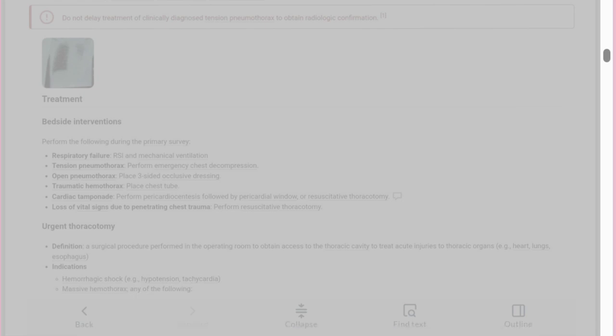Indications: hemorrhagic shock, for example hypotension, tachycardia, or massive hemothorax, any of the following: hemorrhagic shock, for example need for multiple blood transfusions; chest tube output of 1500 mL immediately upon placement; chest tube output of 200 mL/hour for 2 to 4 hours; impaled penetrating object; cardiac tamponade; open pneumothorax; tracheobronchial tree injury, for example persistent air leak; esophageal injury.